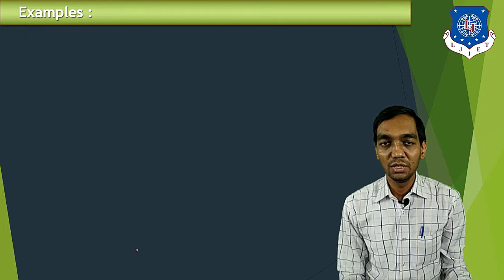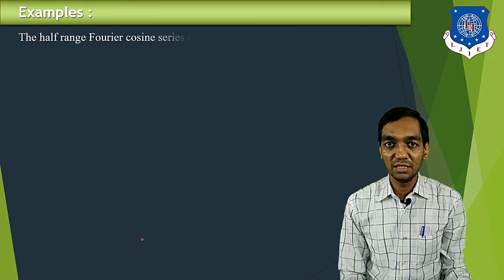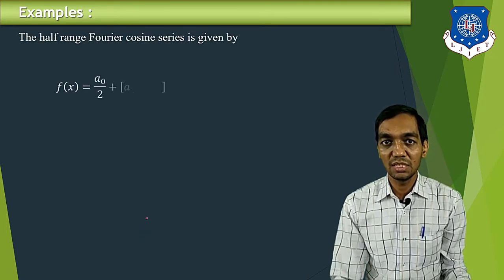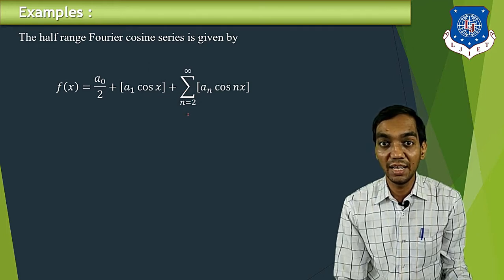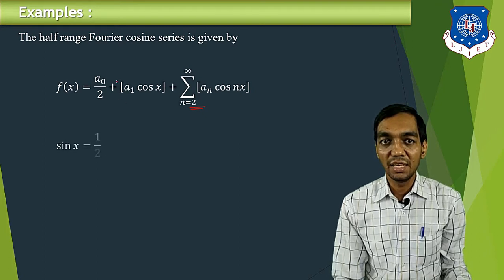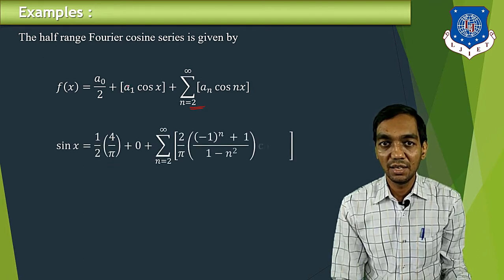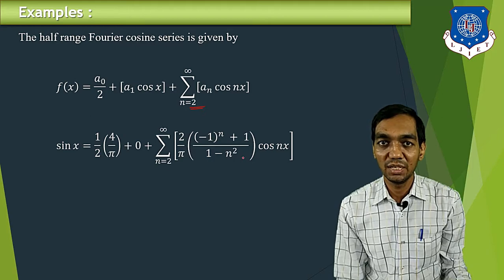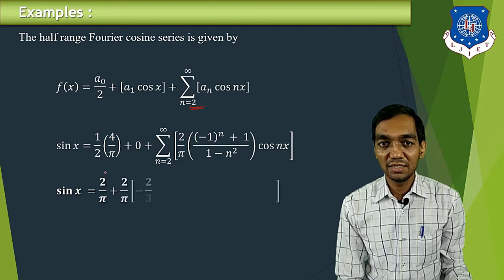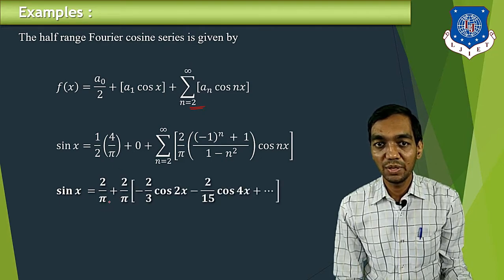Now put all these values in the half range cosine series. That means your cosine series is now going to be of the form f(x) is equal to a0 by 2 plus a1 cos x plus sigma n running from 2 to infinity an cos nx. A0 has a value 4 by pi, a1 has a value 0 and an has a value 2 by pi into the bracket minus 1 raised to n plus 1 divided by 1 minus n square into cos nx as it is.